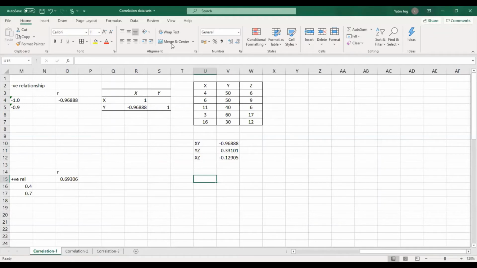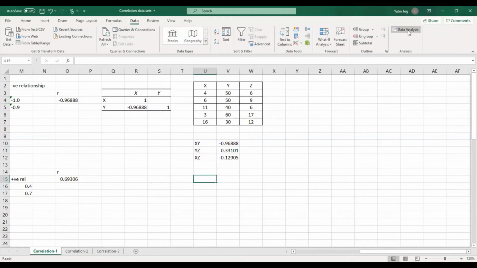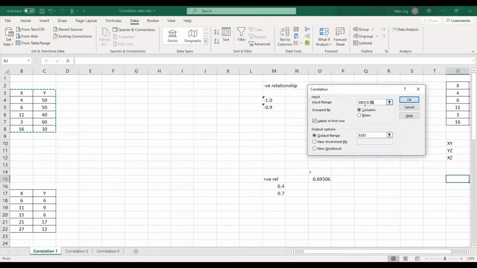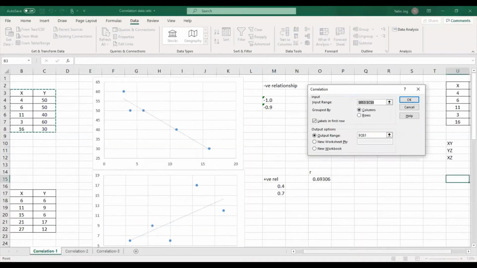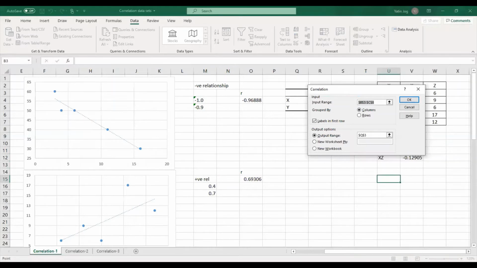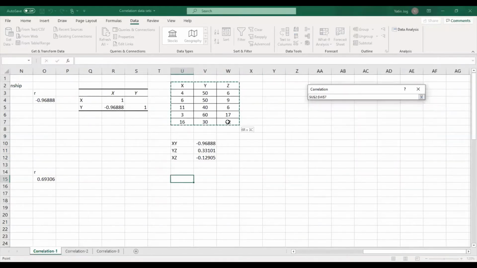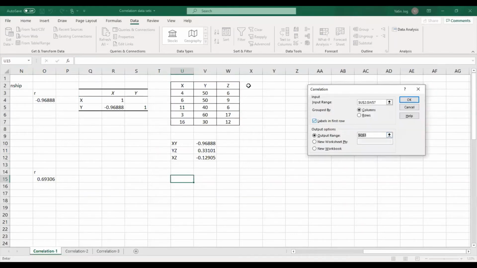multiple times, this method is more feasible and more beneficial to go for correlation, because this allows us to select all the variables at a time. So I'll just select X, Y, Z, all the variables, all the values, including labels, and suppose I want to start my output from this location, and I'll click on OK.